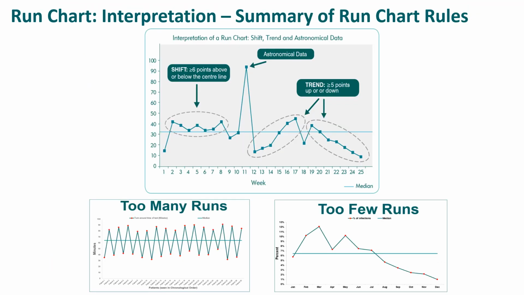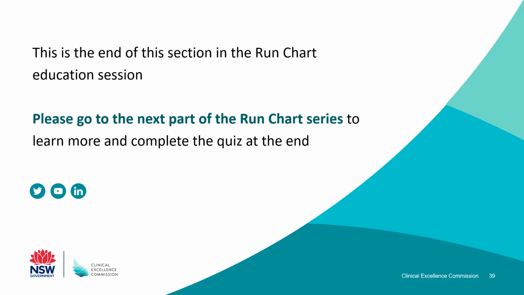So in summary, the rules for the run chart are: a shift, which is 6 or more data points above or below the center line; an astronomical data point; a trend, which is 5 or more data points up or down; and too many runs or too few runs. This is the end of this section in the run chart education session. Please go to the next part of the run chart series to learn more and to complete the quiz at the end.